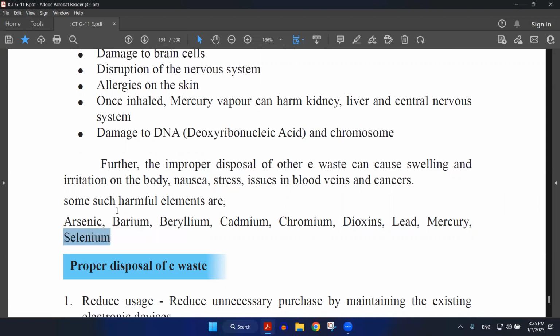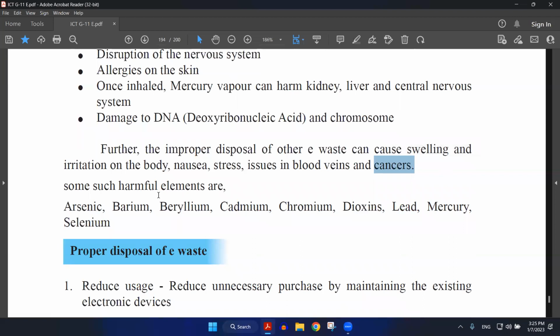And improper disposal of e-waste will cause these kinds of things: swelling and irritation on the body, nausea, stress, issues in the blood veins, and worst case, cancers, those kinds of things.